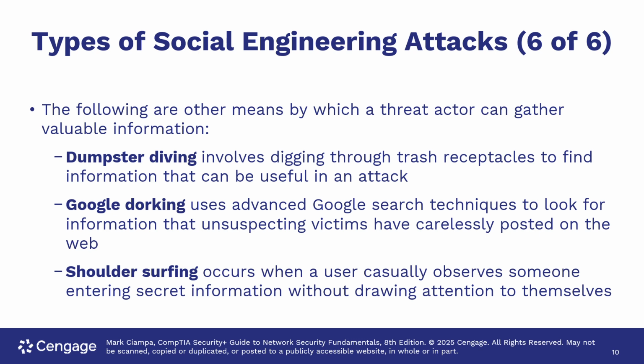Shoulder surfing occurs when a user casually observes someone entering secret information without drawing attention to themselves. In the old days, it was like looking over your shoulder, seeing the telephone number you're dialing or the credit card number you're typing in on the web. That's one of the reasons why, whenever you're typing in information like that, they change it to what's called password protected. So instead of the actual letters and numbers, you see those stars.